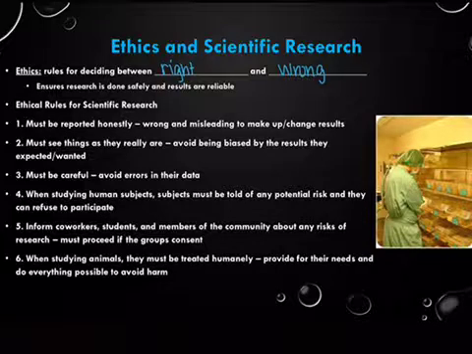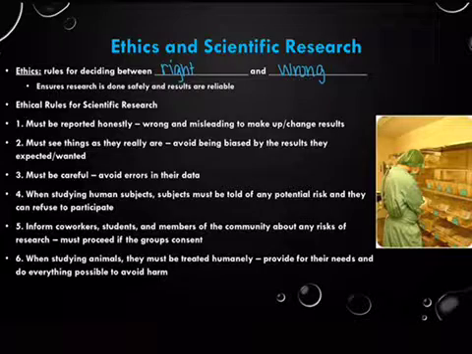When you study human subjects, the subjects must be told of any potential risk, and they have the right to refuse to participate. You have to inform any coworkers, students, and members of the community about any risks of research, and you can only proceed if the group consents. Some of the teachers here have done master's degree programs where they have to collect data about their students, and every time that happens, they have sent home a letter of consent to be signed by your parents to make sure that it's okay that they collect data on you and then report their findings.